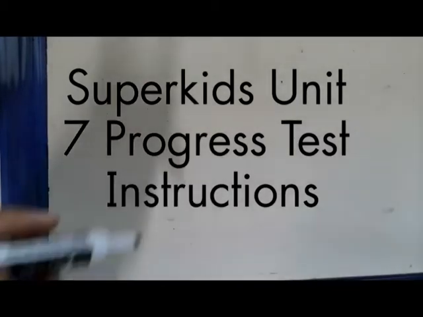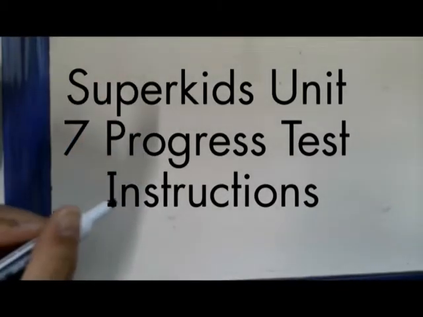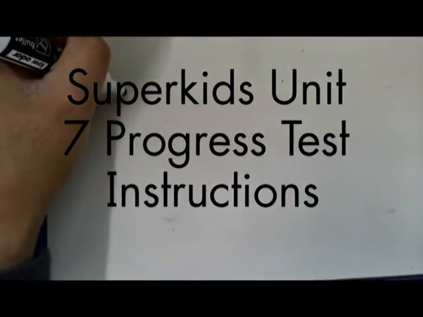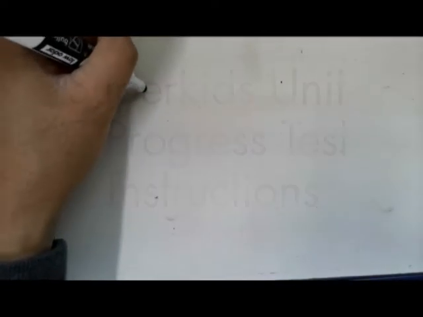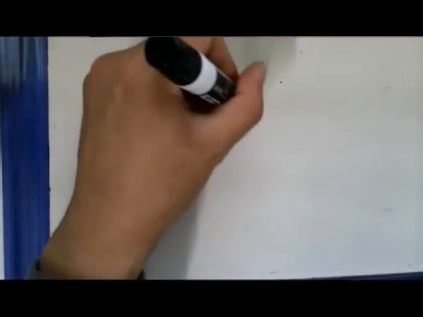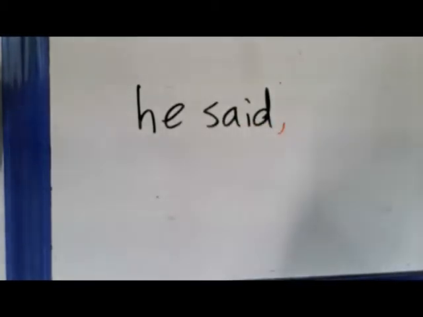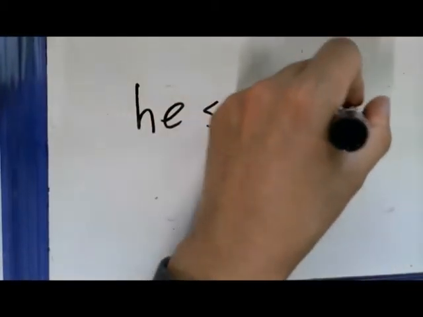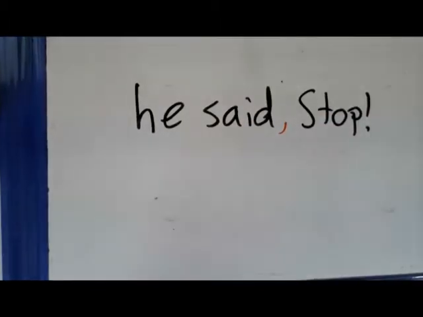All right, before we start talking about the Unit 7 progress test for Superkids, I want you to remember, when do we use commas? We use commas right before a line of dialogue in a story when a character speaks. So it would look something like this. I'm going to put a comma right there. He said, stop.